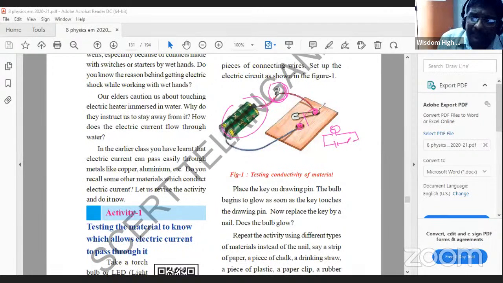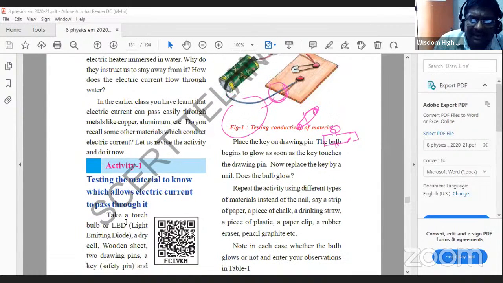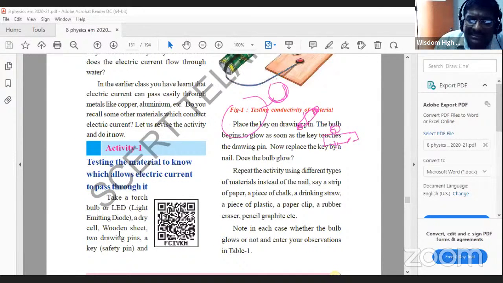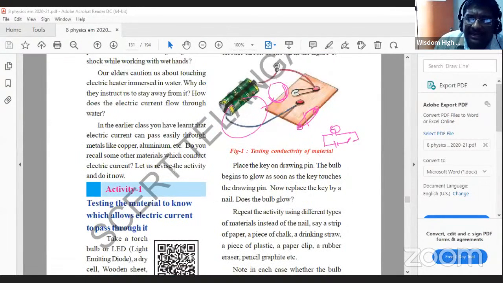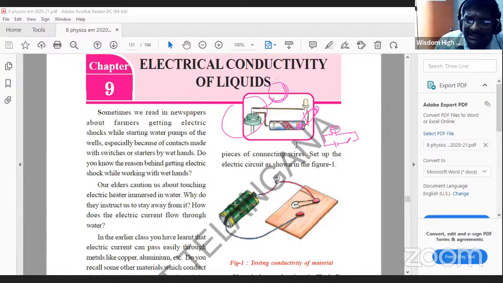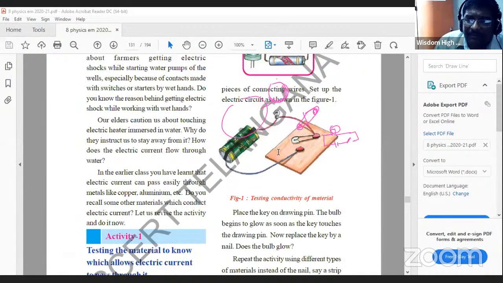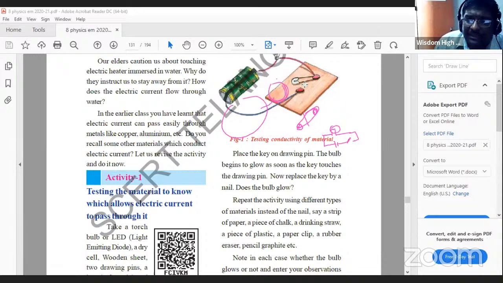So we may replace it with different materials, which may be a good conductor of electric current or a bad conductor. Here are given a light emitting diode, dry cell, wooden sheet, drawing pins, safety pin, and connecting wires. You may replace with different materials here, for example a strip of paper. You may insert a strip of paper here.